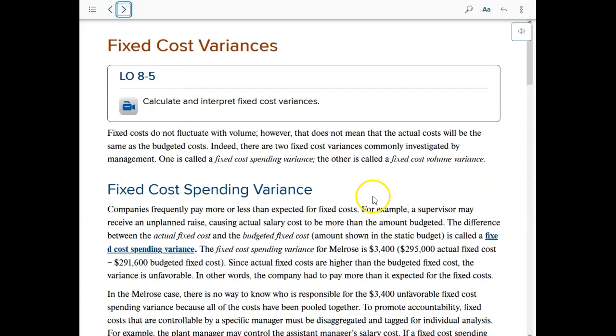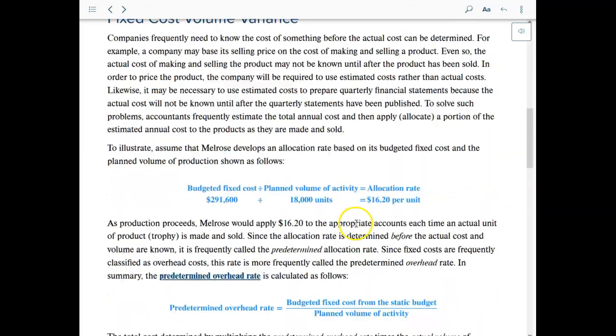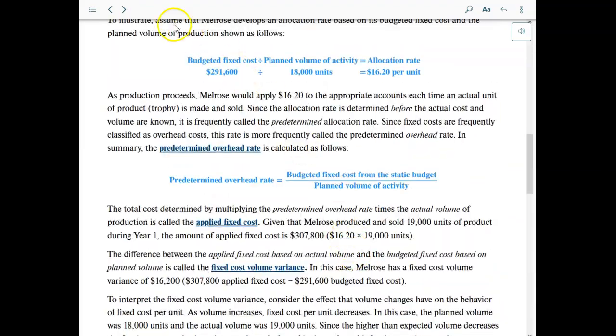On the fixed cost variances, don't worry about this. I'm not going to test you over this, so we can just skip this page.